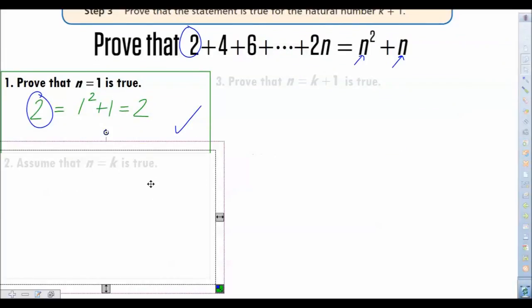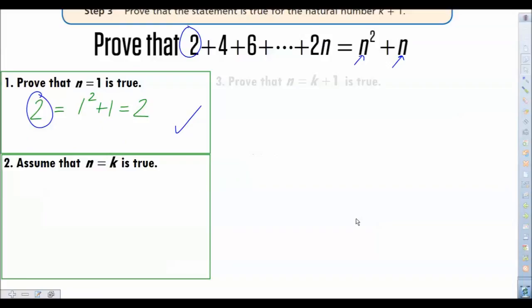the second part here is assume that n equals k is true. So this is somewhere along in the series. Assume that this formula will work for some other term in the series, and we're assuming it's the k term, somewhere in between the first term and the n term, in other words. Pretty simple strategy here. All we really have to do is just replace n with k, and when we're talking about n with k, we're talking about that series right up above there.